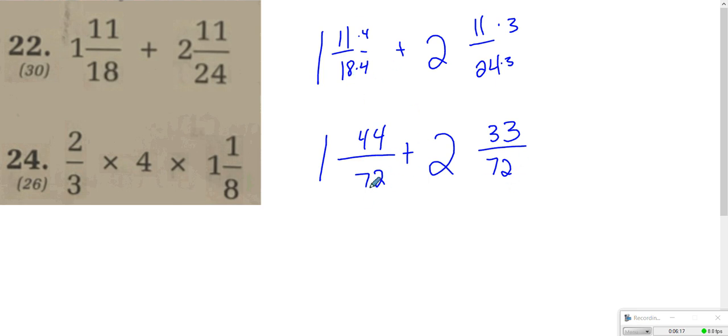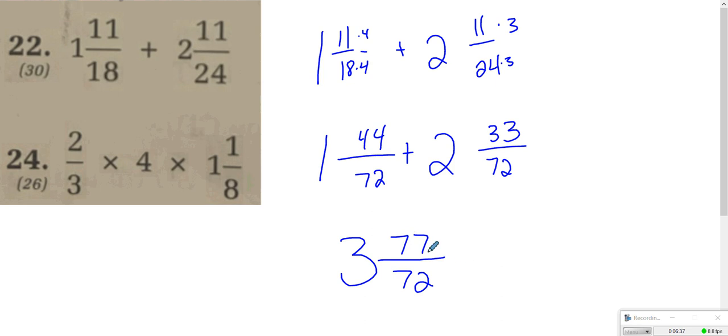But now that these are the same units, I can actually add them together. So now let's add them together. So the 1 and the 2 can add together to make 3. Now the fraction part, when it adds together, remember the denominator just stays the same, but the numerators is what we had. 44 plus 33 is 77.